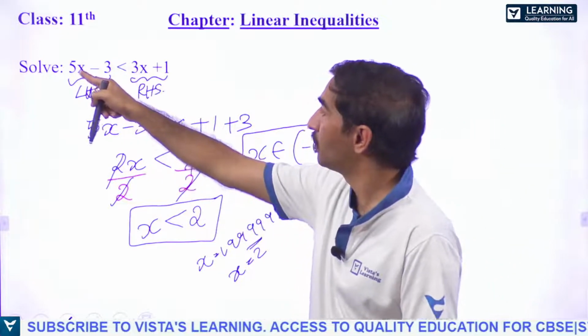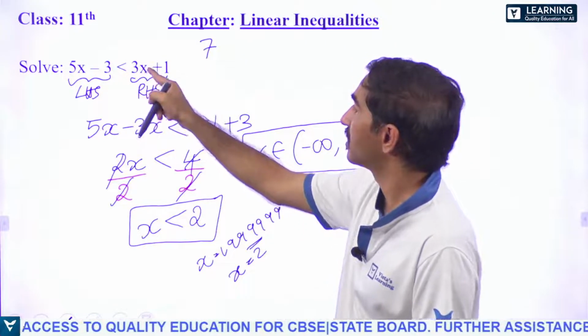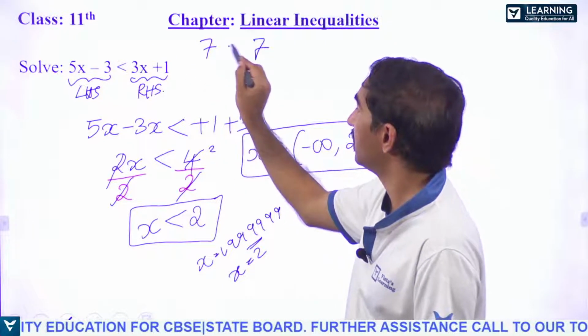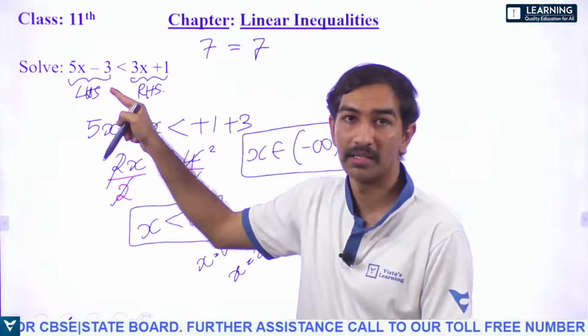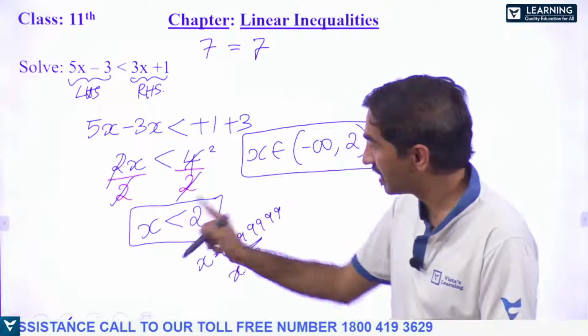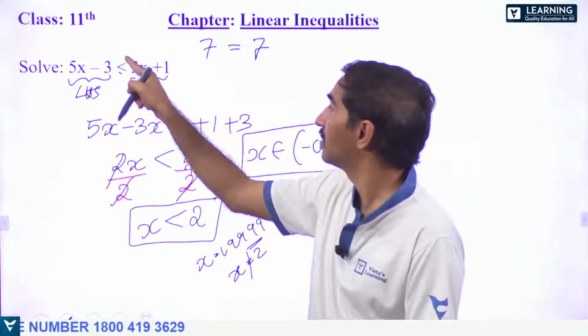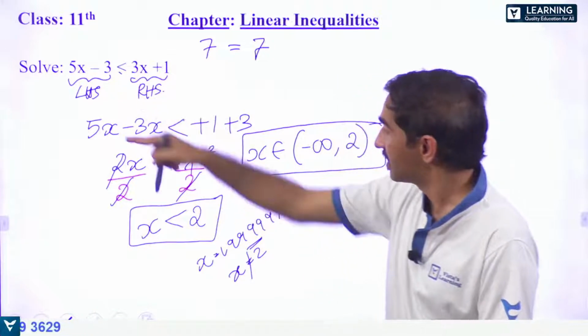So put x is equal to 2 now here. 5 2s are 10, 10 minus 3 is 7. 3 2s are 6, 6 plus 1 is 7. It is actually equal to, right? But they are telling it is lesser than. Yes or no? So x should not be equal to 2, students. x is lesser than 2. x is not equal to 2. If x is equal to 2, then this is false.